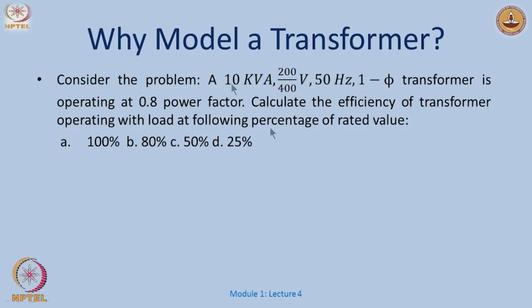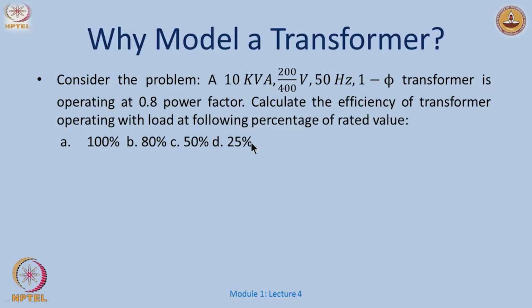Consider a problem where I have been given a rating of a transformer that goes from 200 to 400, a step up transformer, frequency is given to be 50 hertz, single phase transformer, some power factor, and you say calculate the efficiency of the transformer operating with some load, at 100% load, at 80% load, 50% load, and 25% load. Okay. So, how would I solve this problem?